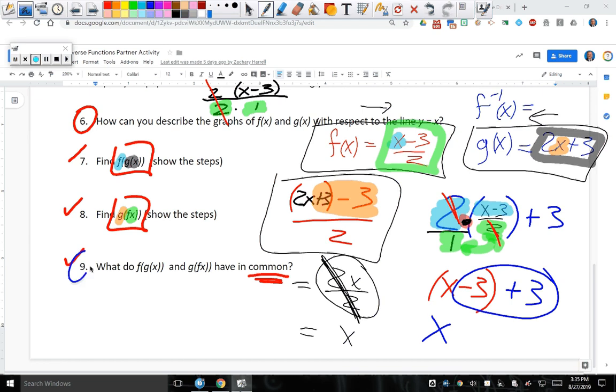Let's move forward. 9. It says, what do f of g of x and g of f of x have in common? Here's the thing. In your homework, and this will help you with the homework, if what you got here is the same thing that you got here, then f and g are inverses of one another. One's the forward video, and one's the backward video of the same video. You with me? Any questions?